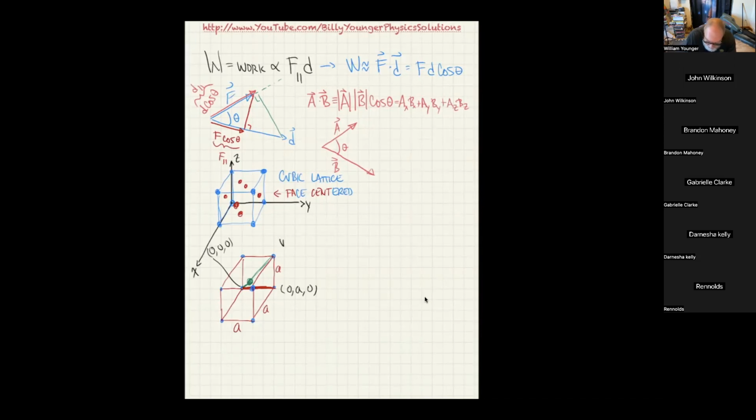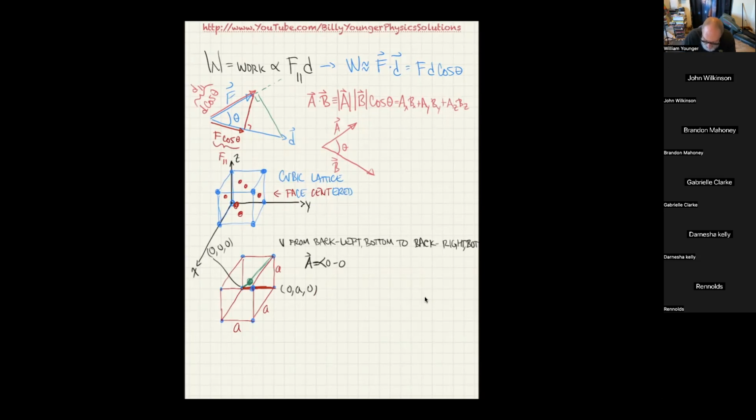So V from back left bottom to back right bottom is simply, and I'm saying V like the vector, so let's say that's vector A, and it's going to be 0 minus 0 for the I hat component.